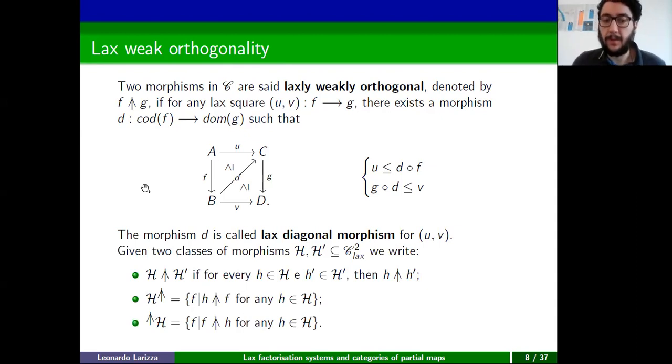As happens in the traditional case of weak orthogonality, we can define lax weak orthogonality between two classes of morphisms. It just means that for every pair of morphisms, one in each respective class, they are all laxly weakly orthogonal one with respect to the other. And we can also build, as usual, the left lax weak orthogonal complement, which is the second one, and the right lax weak orthogonal complement, the first one.